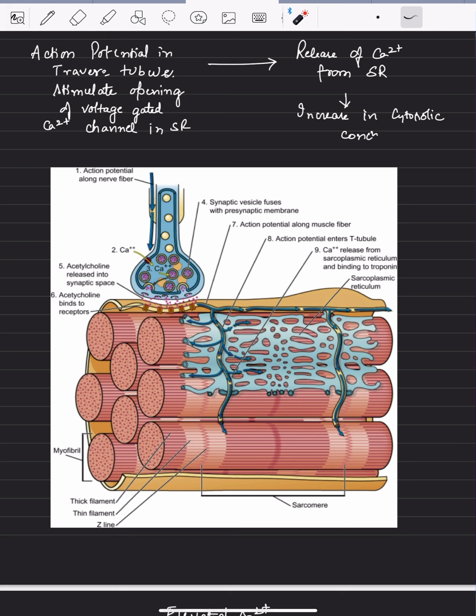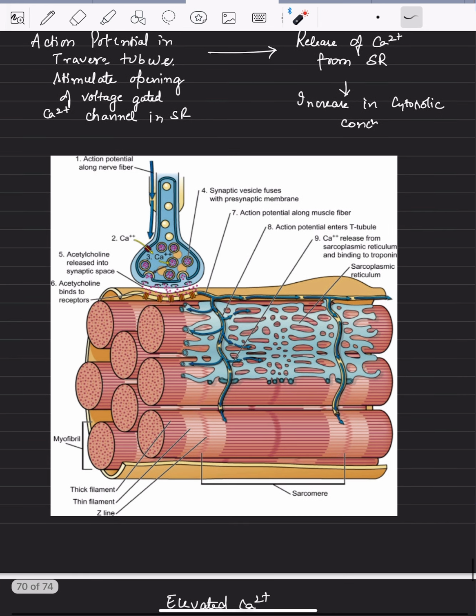Once they receive it, an action potential will be generated along the muscle fiber, you can see here. These are protofilaments, all 13 protofilaments are there. Once the action potential is generated, this will travel into the T tubule, and then you can see calcium released from the sarcoplasmic reticulum and it will bind to troponin. Two things are there, troponin and tropomodulin. So you can see how this calcium release will lead to binding to troponin.